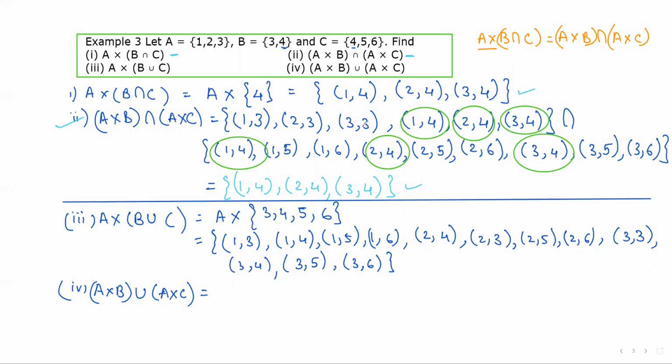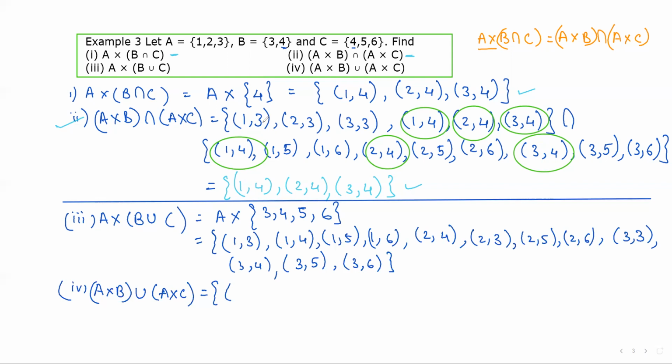We've already calculated A cross B and A cross C. This is your value of A cross B and this is your value of A cross C. So uniting them means writing all the elements which are repeating only once. The circled ones are the elements which are repeating. So I'm directly writing the answer over here.